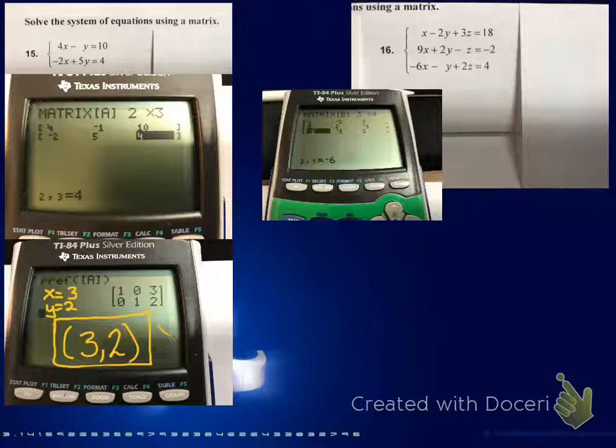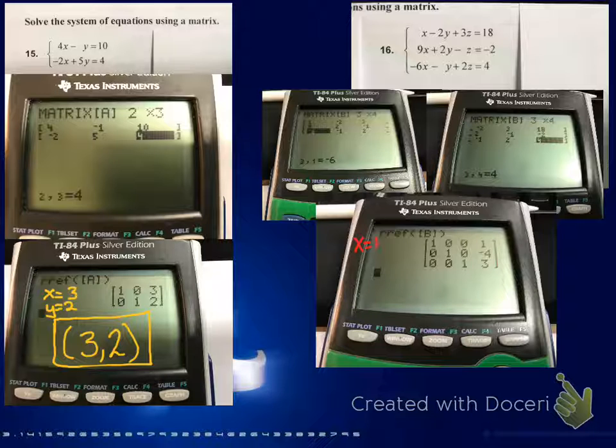Okay, next equation, 16. Got our equations in there. This is a 3 by 4, so you can't see the whole matrix at one time. So I did 2 pictures. I did the first half, and then I went all the way to the end so that you saw the last column there. Put the matrix in, hit enter, did the double R ref, got my answer, and I ended up with x was 1, y was negative 4, and z was 3.